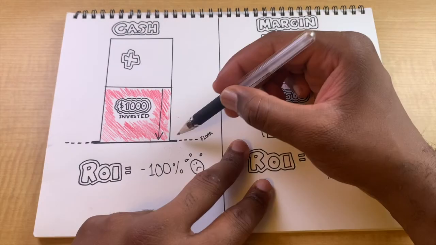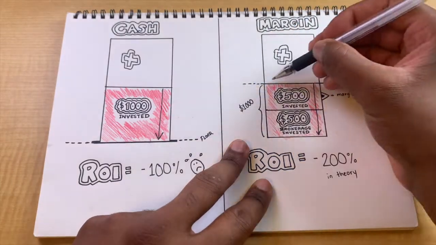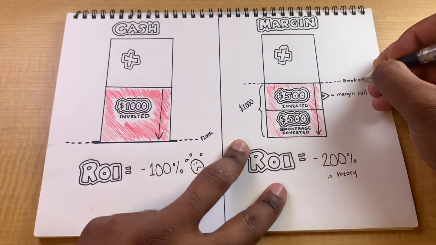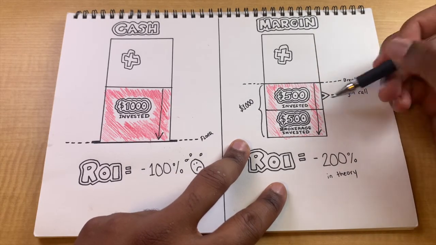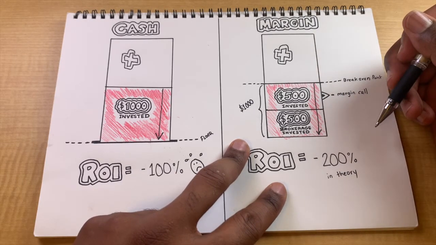So remember with our cash account, we had this floor right here that we can't go below? With margin accounts, it's important to know this line because this is your break-even point. Go above this point, you make a profit. Fall below it, and you risk going into that margin call zone or worse. So if you're going to do margin accounts, know what the risks are.